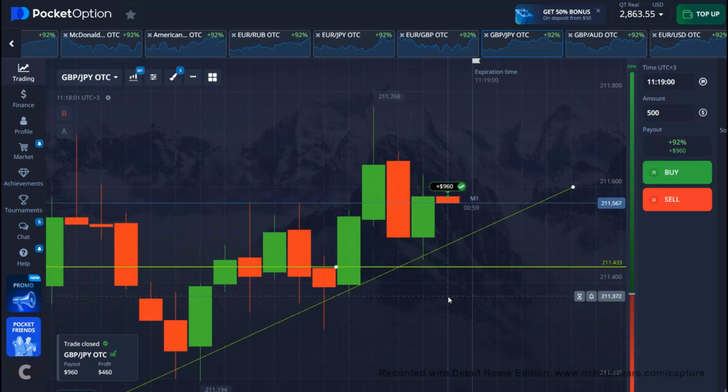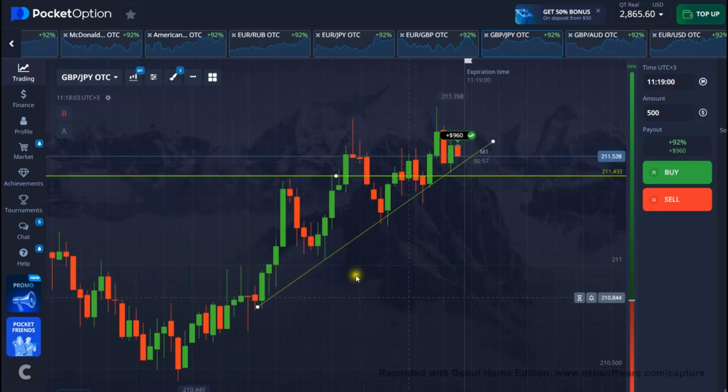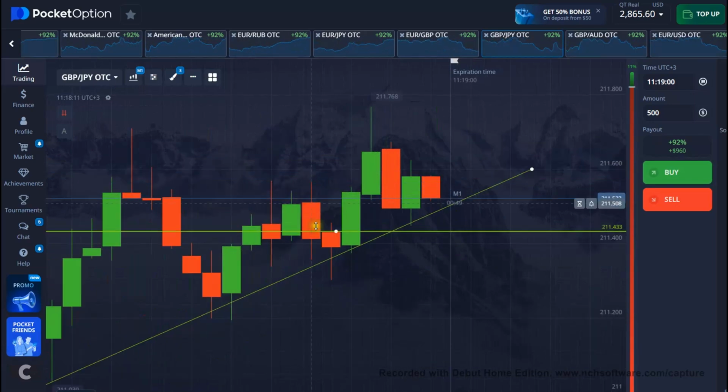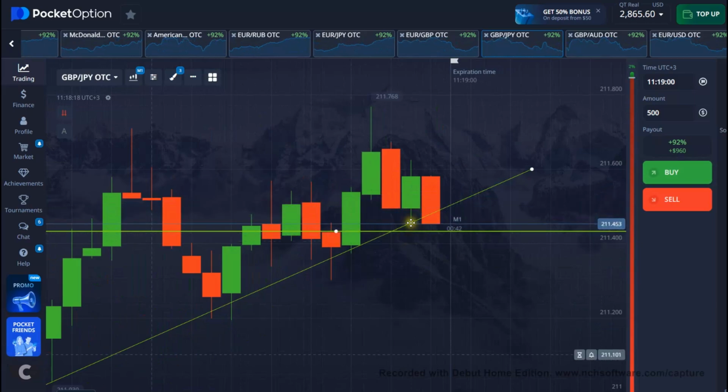So that was a win, guys. As you can see, this strategy works. So this is a clear uptrend, and we identified this demand area, labeled it with this horizontal line, and we also had this trend line. So once the market got to that point, I took a trade. So let's look for another opportunity.